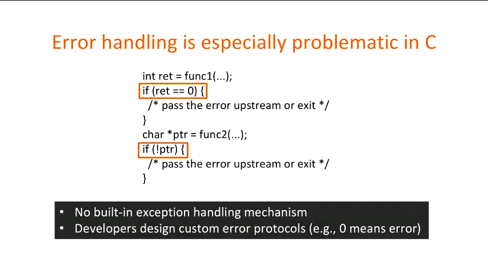These bugs are especially problematic in C. Why? Because unlike Java, you don't have built-in exception handling mechanisms. In C, you bring your own exception handling mechanisms. For example, here we have func1 returns 0 for error, while func2 returns a null pointer for error. Keeping up with all these conventions is tedious and hard to get right, especially when you're busy programming.